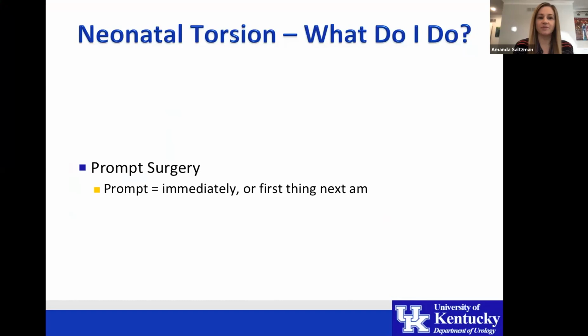So in real life, I do prompt surgery. That's not emergent surgery and that's not intervention. It's a little bit nebulous. If I get called during the day, I add it on that day. But if I get a phone call at 1 in the morning, I don't mobilize the OR and take the patient to the OR then. I take them first thing the next morning. And that's very much what was done where I trained. I think that's a healthy balance of making sure that I deal with the contralateral side, because I do think that needs to be dealt with. But I also recognize that the difference of potentially 6 hours, I'm not sure how much that's really going to make a difference.